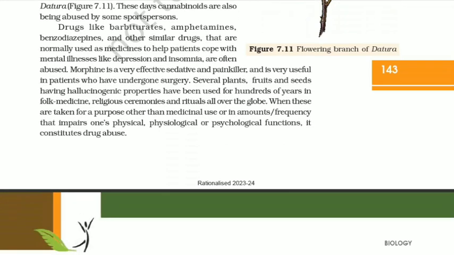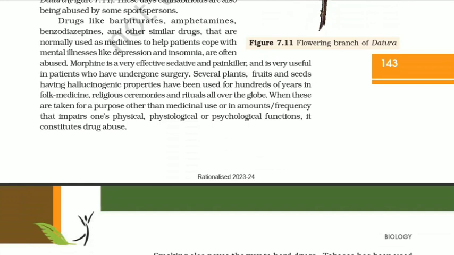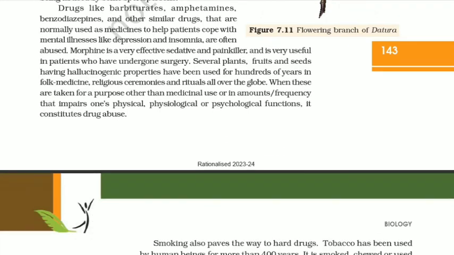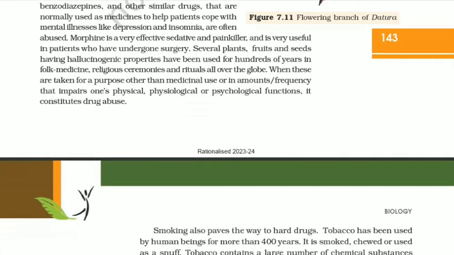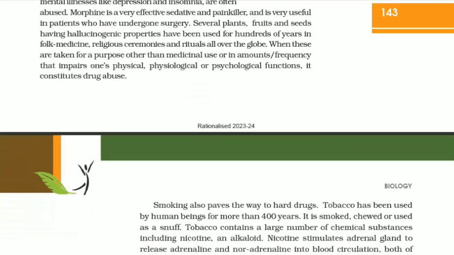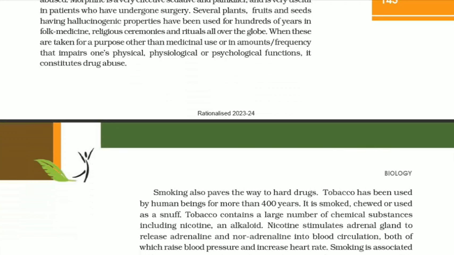Drugs like barbiturates, amphetamines, benzodiazepines, and other similar drugs that are normally used as medicines to help patients cope with mental illness like depression and insomnia are often abused. Morphine is a very effective sedative and painkiller and is very useful in patients who have undergone surgery.